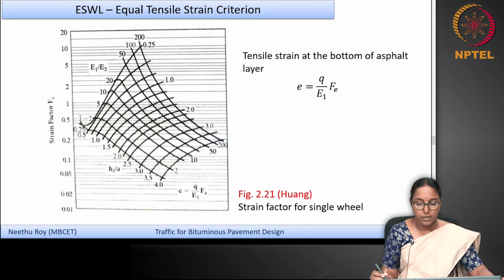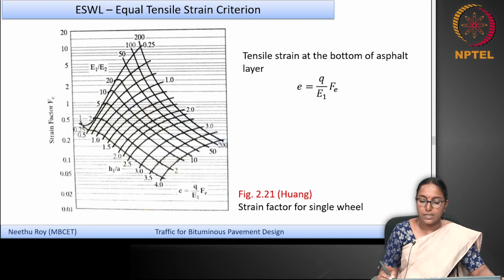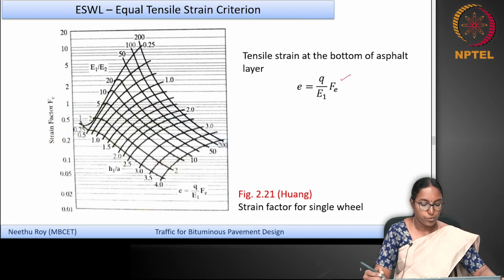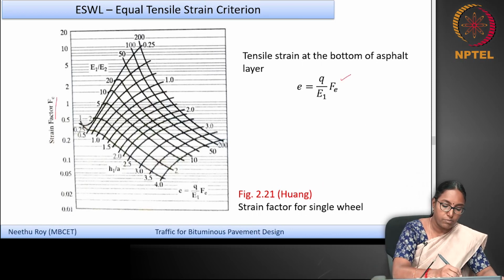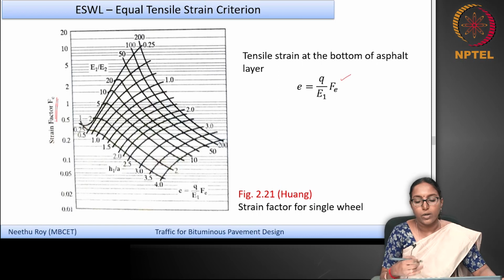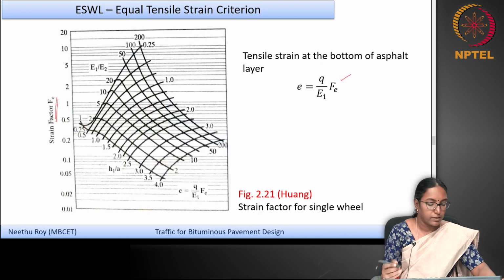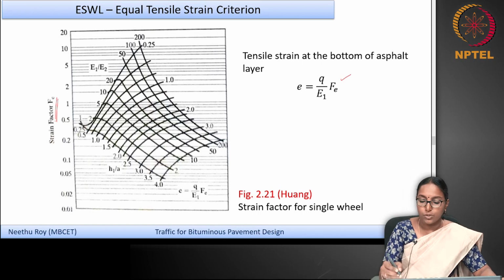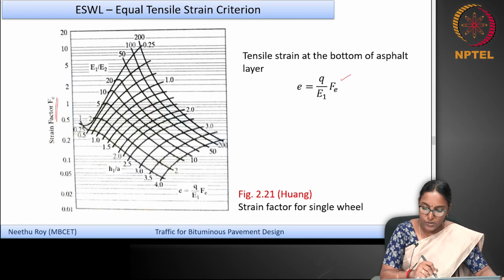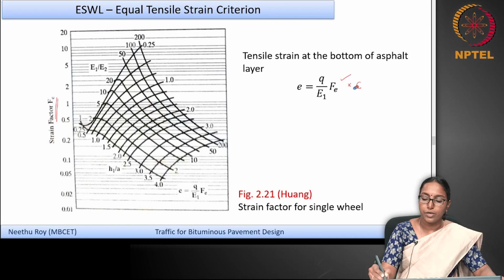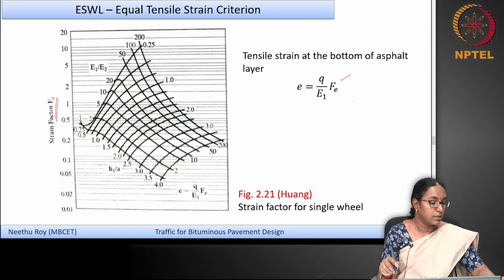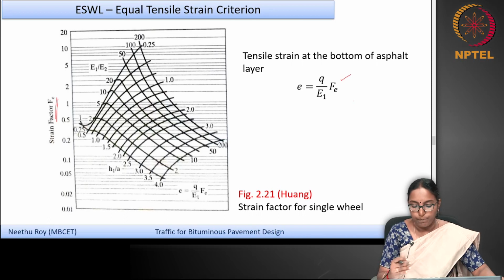So this was the chart from Huang, figure 2.21. So the tensile strain for a single wheel load application is given by e is equal to q by E1 into Fe, where Fe is the strain factor that can be read from this. And if your load has dual wheels or dual tandem wheels, there were conversion factors given, so that the strain can be noted from this chart, and you multiply it with the conversion factor to get the strains corresponding to a dual wheel. So this is how the tensile strain was computed from the charts.